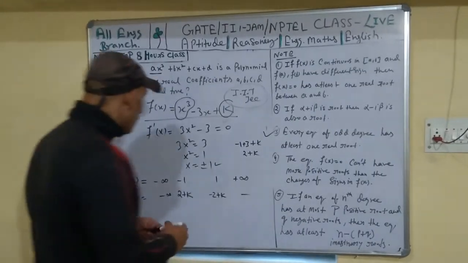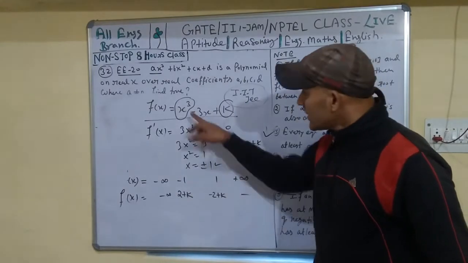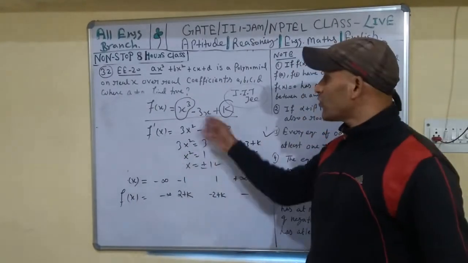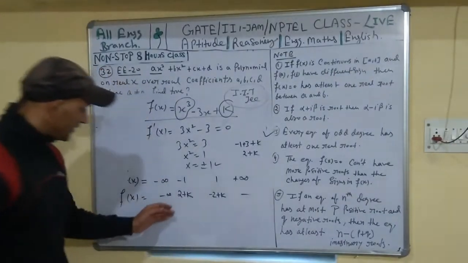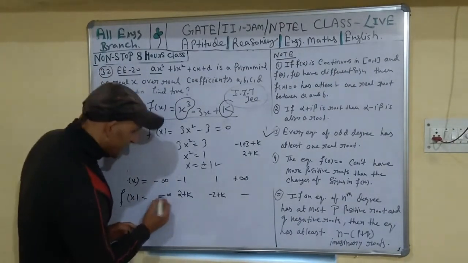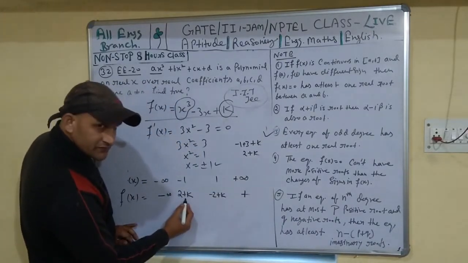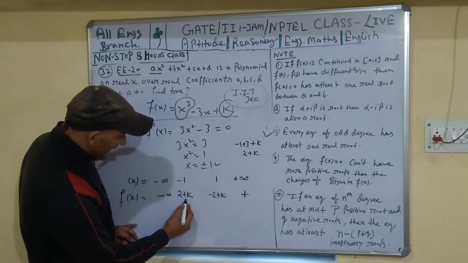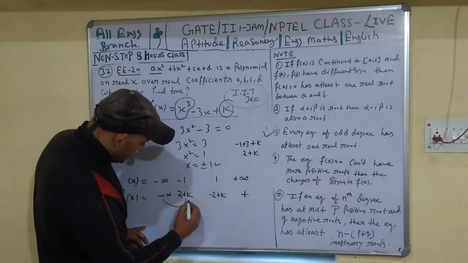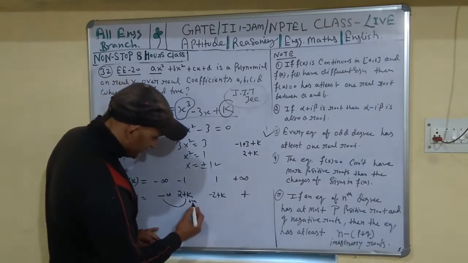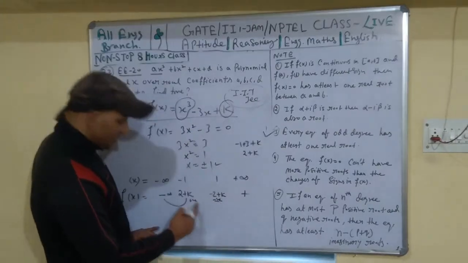We know that there are a total of 3 roots. One root is 1 and the second root is minus 1, and the third root is also real, but I don't know about it. We are finding the range of k. So if this is negative, then definitely this will be positive, because the roots lie between these. This is positive, this is negative, and this is positive.